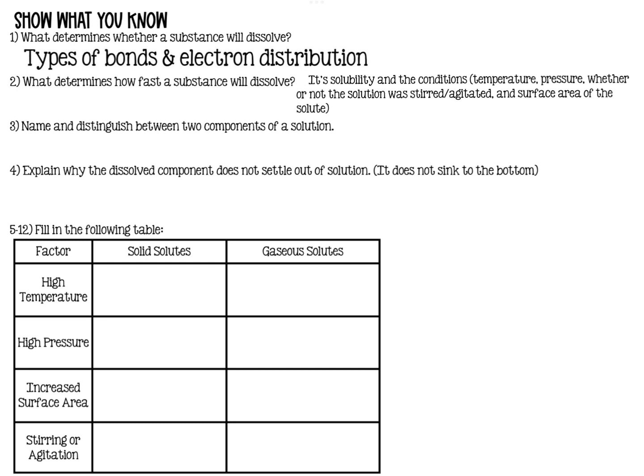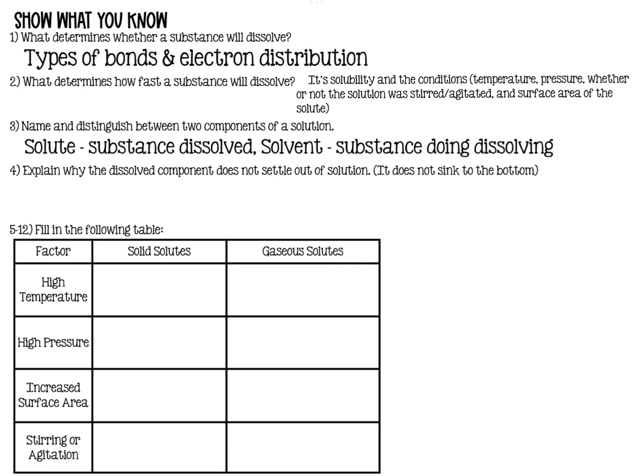Number 3, name and distinguish between two components of a solution. Well, the solute is a substance being dissolved. It is typically the smaller quantity. However, the solvent, the larger quantity, is the thing which is doing the dissolving.